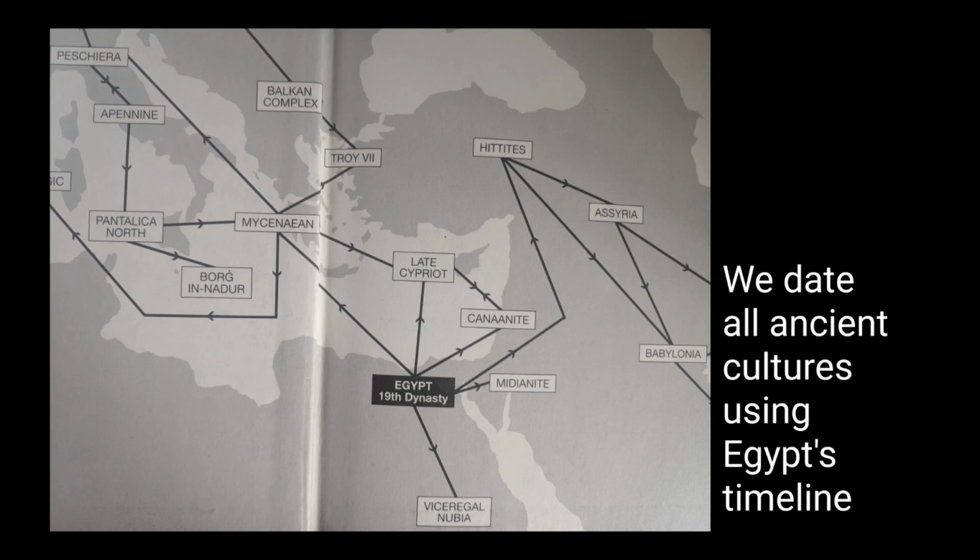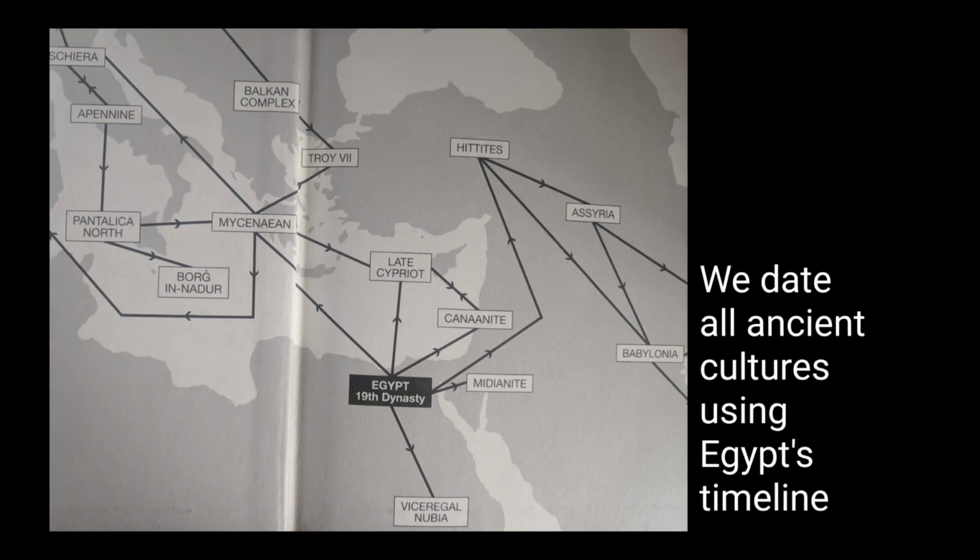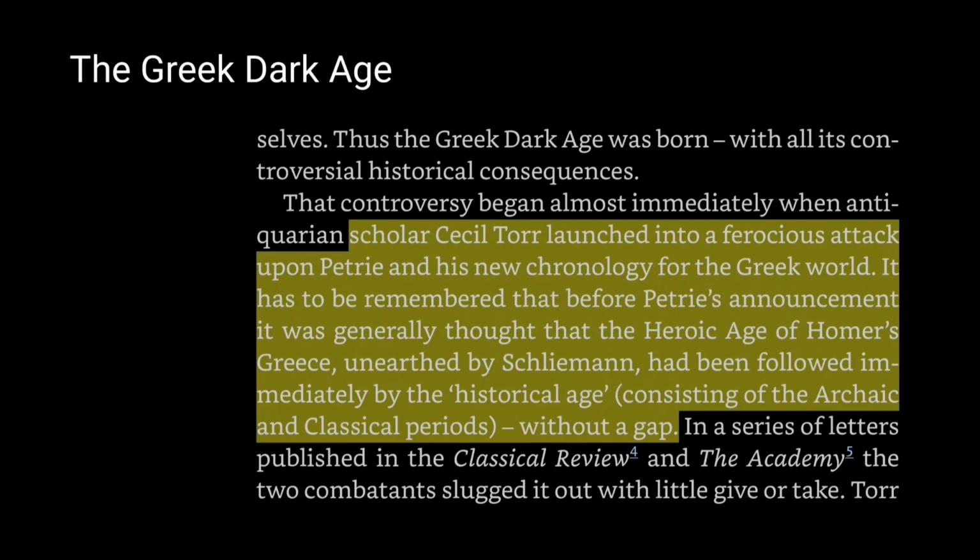So when Petrie established the dates for the Mycenaean Late Bronze Age, this is what led to the most recognized Dark Age of all the ancient world, the Greek Dark Age. At first, Greek historians such as Cecil Torr argued against the idea of a Greek Dark Age, as all historians prior to Petrie's announcement believed that the heroic age of Homer's Greece was followed immediately by the historical age, which consists of the archaic and classical periods. Once again, I will have to save any archaeological evidence for a future video, but I am going to give 2 literary examples to show the ancient poets had no knowledge of the Dark Age prior to Petrie's assertion.